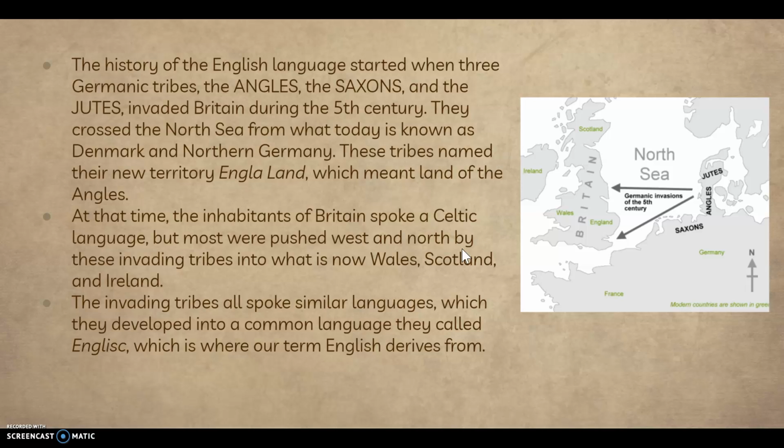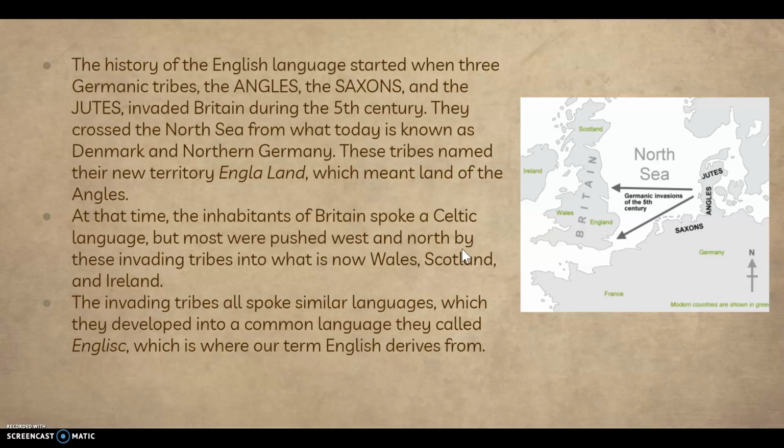And they named this new territory Englaland, which meant the land of the Angles. So at the time, the inhabitants of Britain spoke a Celtic language, but as it normally goes when you have invading tribes, i.e., the Native Americans, they were pushed west and north by those Anglo-Saxons and Jutes into what we now call Wales, Scotland, and Ireland, where they still speak variations of that Celtic language there.